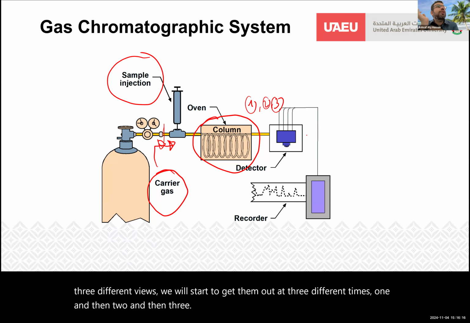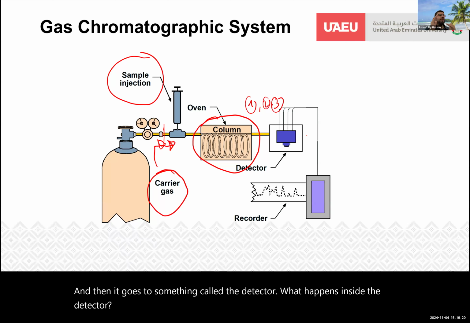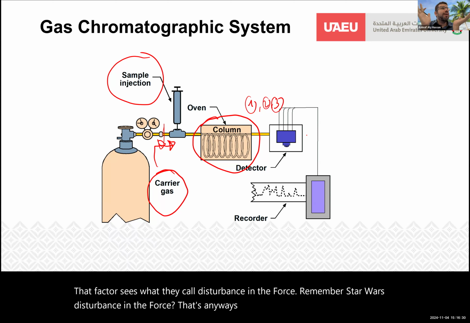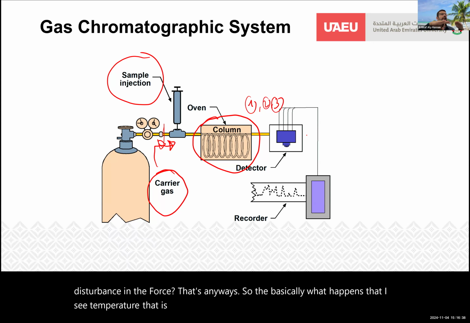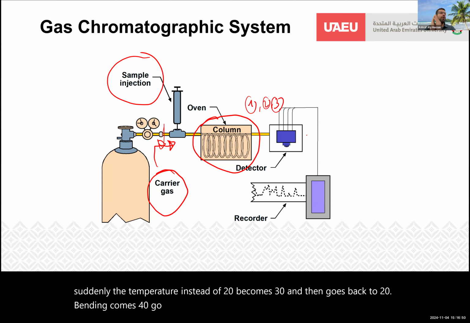And then it goes to something called the detector. What happens inside the detector? The detector sees what they call a disturbance in the force. Remember Star Wars? Disturbance in the force. Anyways. So basically what happens is that I see a temperature that is 20 degrees, and it's 20, 20, 20, and then the hexane comes. Suddenly the temperature, instead of 20, becomes 30, and then goes back to 20. Benzene comes, 40, goes back. Toluene comes, and so on.